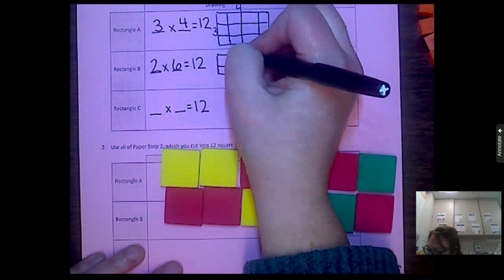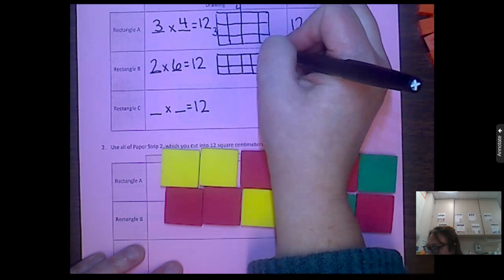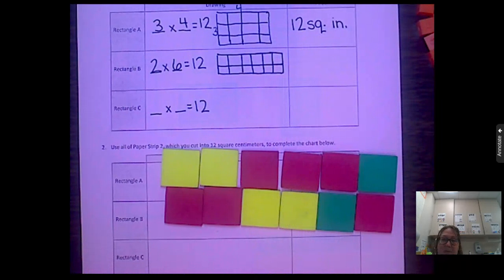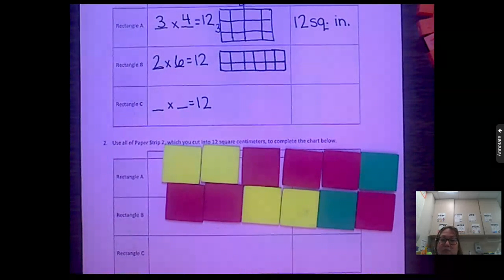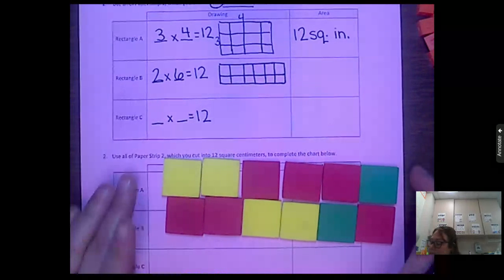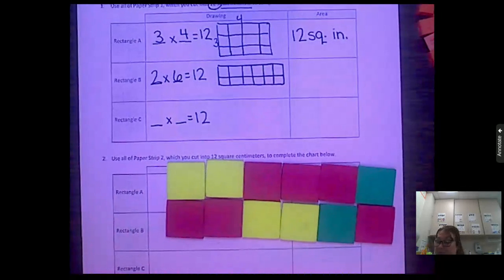So 1, 2, 3, 4, 5. Try to make them look as equal as possible. You don't need to pull out a ruler and measure anything, but just try to keep it as close to regular, to being equal as possible, since that's what you want to do. Since when we're dealing with square units, square inches are all the same size.